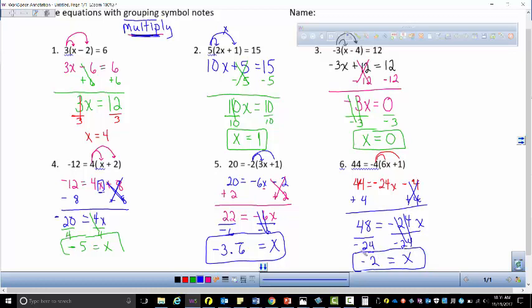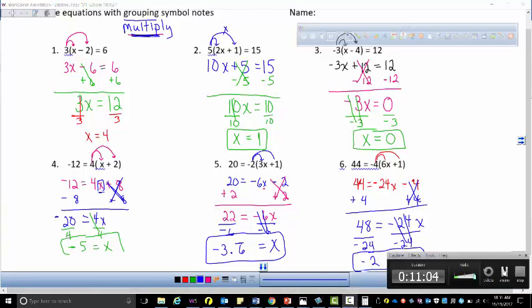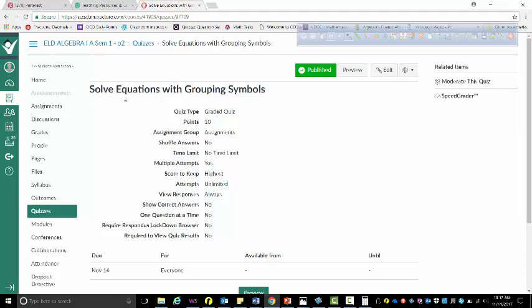All right, so now you're going to use these examples and you're going to go to Canvas and try the problems that I have on Canvas. Okay, so go back to Canvas and you're going to find the practice, and the practice is going to say solve equations with grouping symbols. So this is the practice that you need to look for. You can find it in quizzes or you can go back to the module and keep going through the module. Okay, keep working hard.